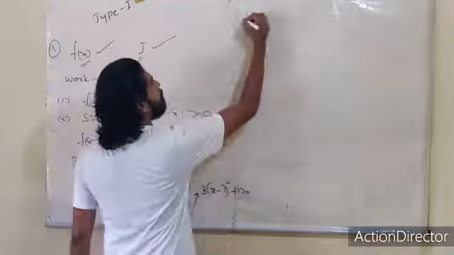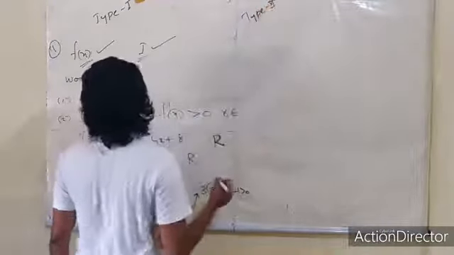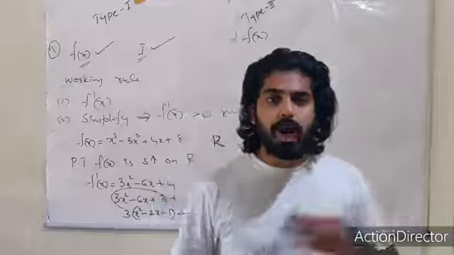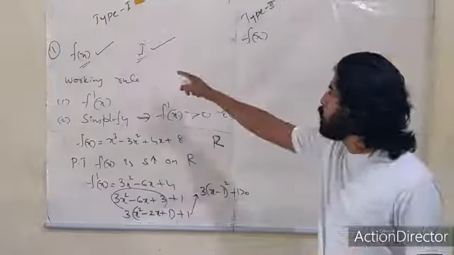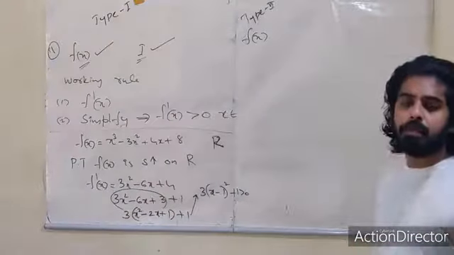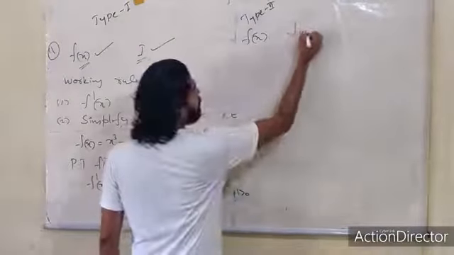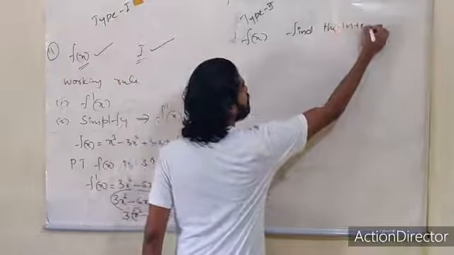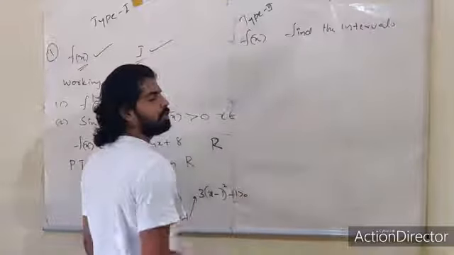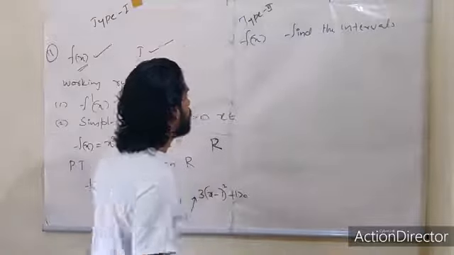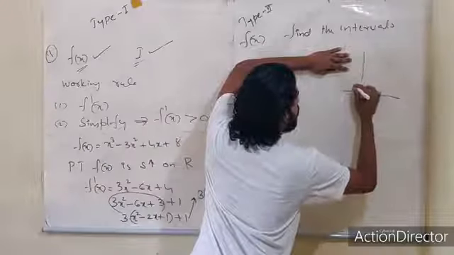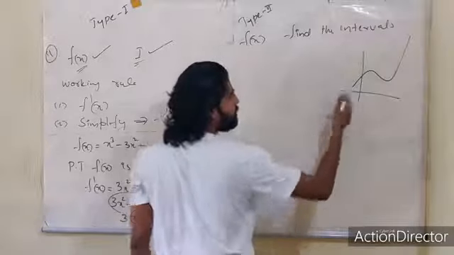The second type of problem in the NCERT textbook is this: a function f of x will be provided to you, and you have to find the intervals in which the function is increasing or decreasing. In the first type, it was to prove that the given function is increasing or decreasing in the given interval. Here, you have to find the intervals. All the problems in NCERT are like this: either you have to prove the function is increasing or decreasing, or you have to find where it is increasing or decreasing. Let us see how we will do that. Suppose a function is like this. You have to find the intervals in which the function is increasing and decreasing.